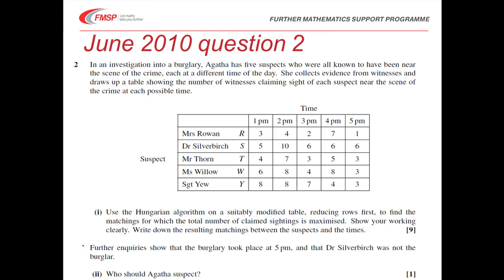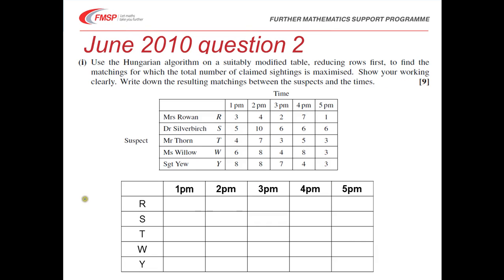It then says further inquiries show that the burglary took place at 5 p.m. and that Dr. Silverbirch was not the burglar. Who should Agatha suspect? So let's just have a little look and see how we would approach that question. So as I say, the first thing is we've got to use the algorithm on a suitably modified table. So we need to look for our largest entry here, which is a 10, and we subtract every element from that 10, so we make it into a minimising problem. So I'm going to just go through the table quickly and do that.